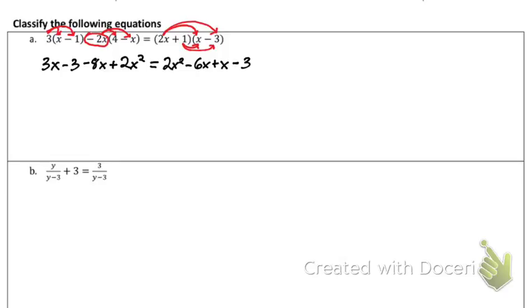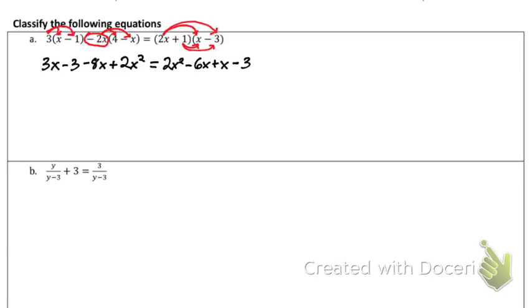Now you might say FOIL is fine here. The problem with FOIL is it doesn't work on anything that's not a binomial times a binomial. So if you get in the habit of doing this, if I have a binomial times a trinomial, it's just adding an extra rainbow to it. So I like this method more because it applies to everything. FOIL only works for a binomial times a binomial.